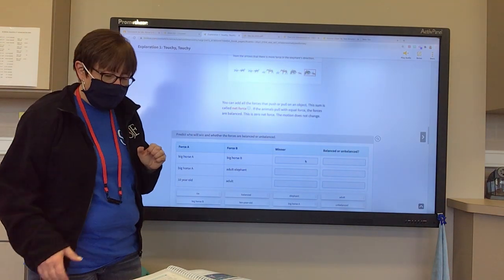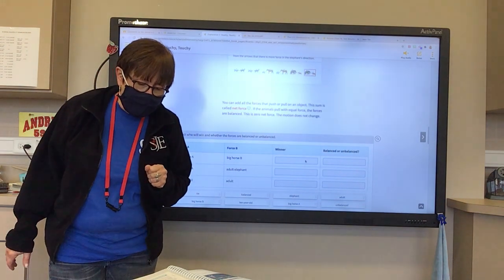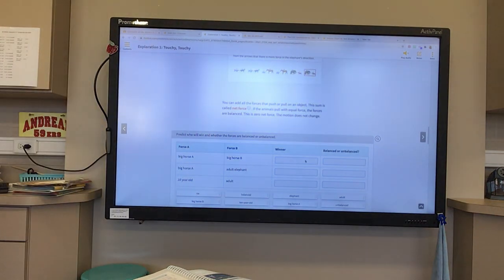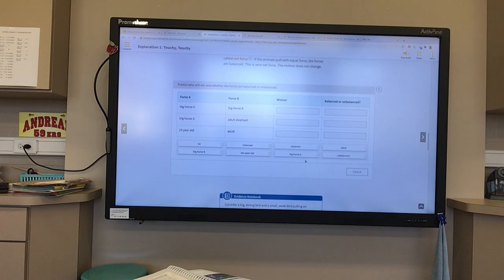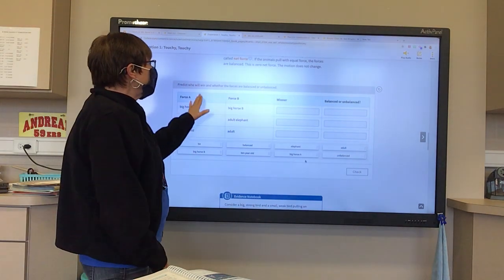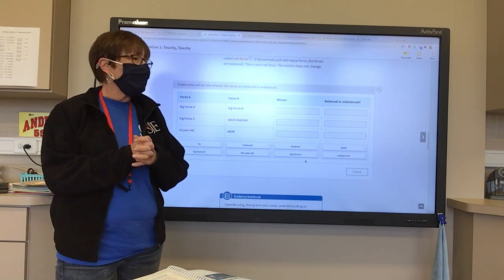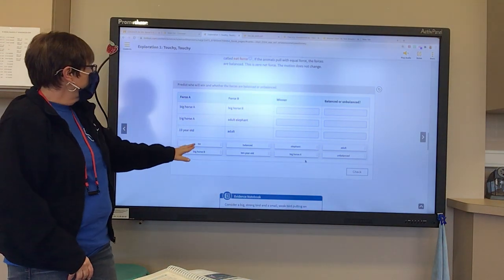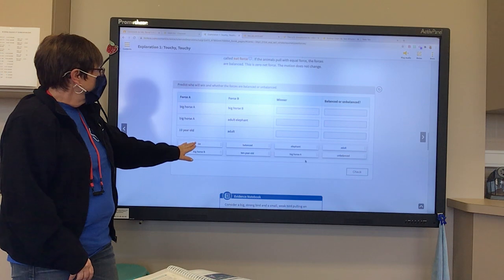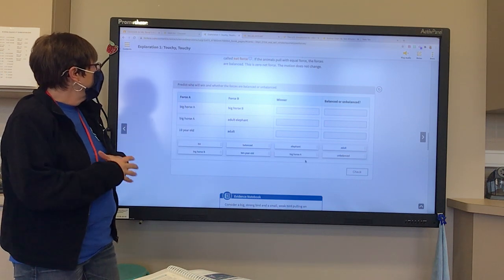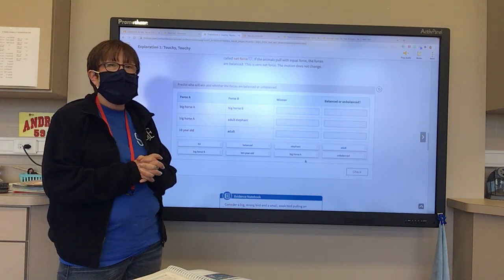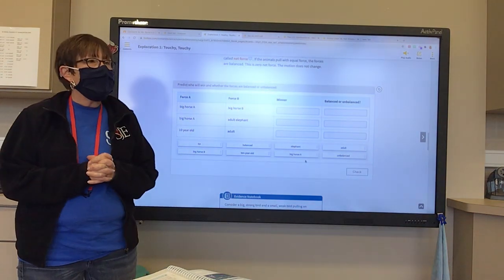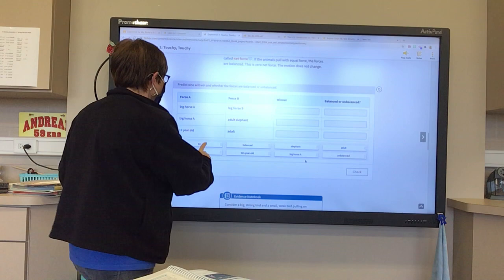So let's see if we could predict who is going to win. Are you ready, boys and girls? Who's ready to see who's going to win here? So big horse A and big horse B. Who do you think is going to win? Is it going to be big horse A, big horse B, or is it going to be a tie? What do you think, Yanni? Tie. Okay, so I'm going to put that there.